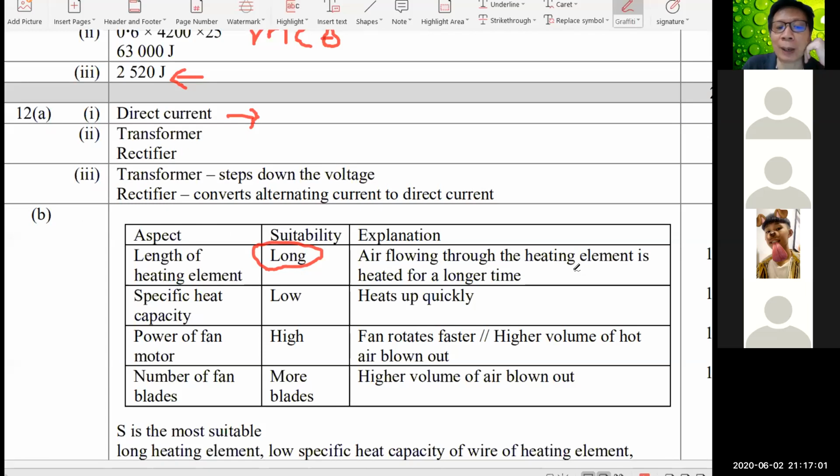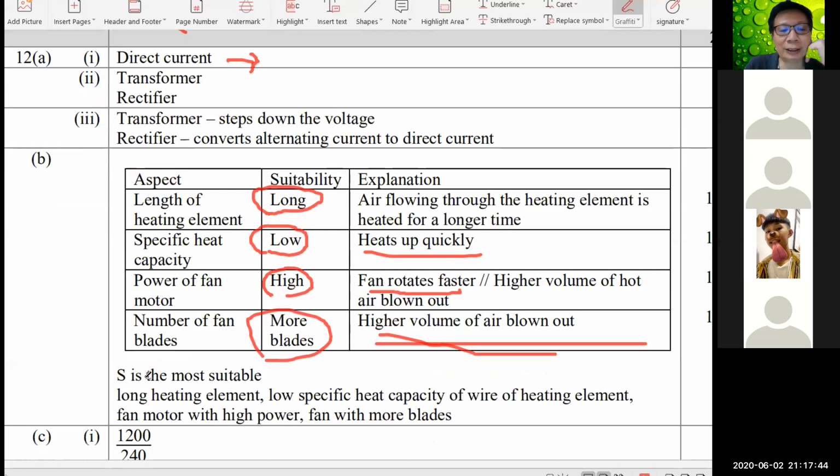Another reason, as I told you just now: higher resistance. When the wire is long, the resistance is higher. High resistance means it can produce more heat. Same answer. The second one, low specific heat capacity; the reason is it heats up quickly. High power can rotate faster and produce more wind, so a higher volume of hot air blows out. More plates, reason is higher volume of air blown out. Same, and we choose S.